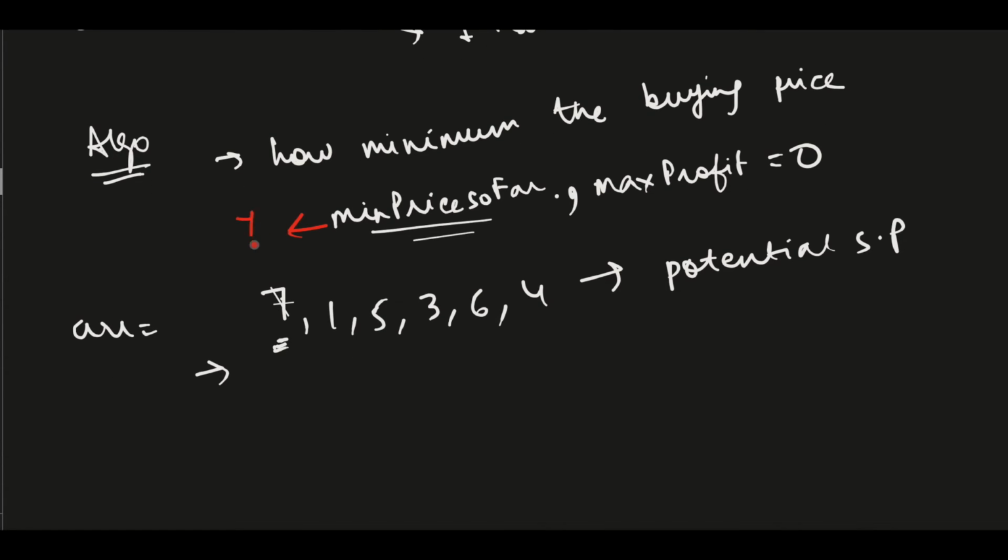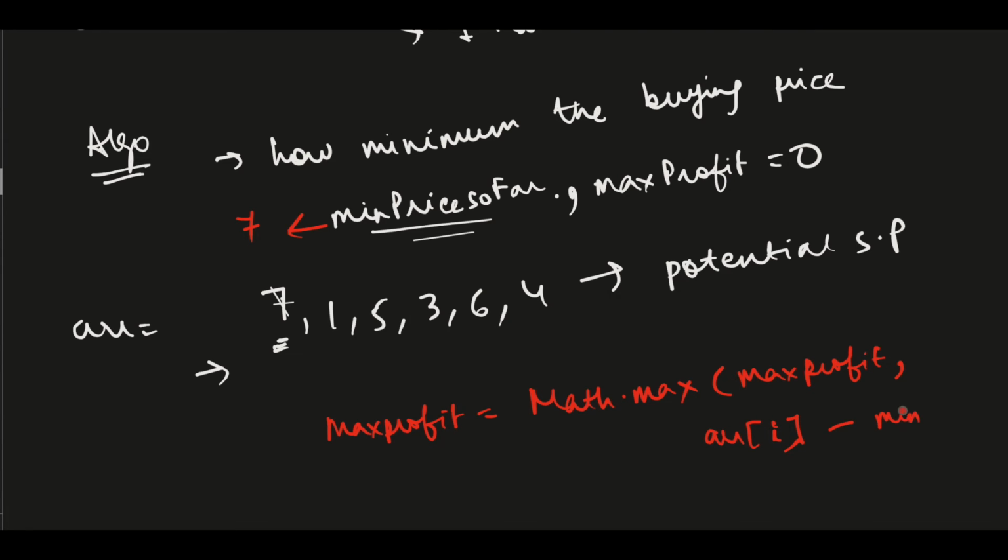So now this will be set to 7. When this is set to 7, we are also calculating this max profit. This max profit is going to be math.max of whatever max profit we already have and arr of i, meaning the current element, minus the min price so far. So this we are considering as the SP and this is the CP. Initially when my min price so far is 7, max profit is initially 0. So arr of i is currently 7 only, min price so far is also 7. So 7 minus 7, 0. So max profit is 0, unchanged.